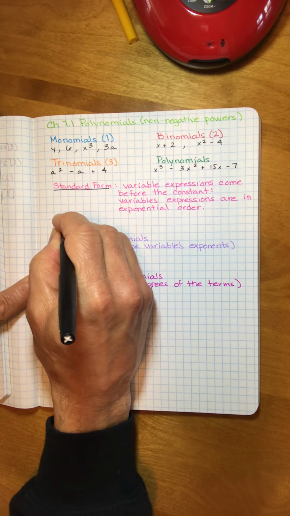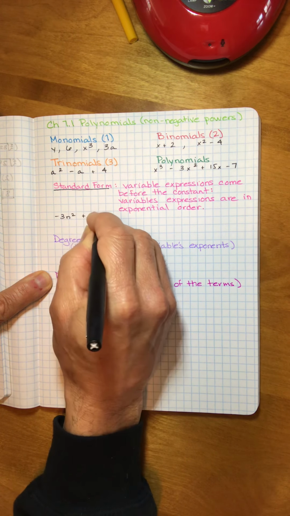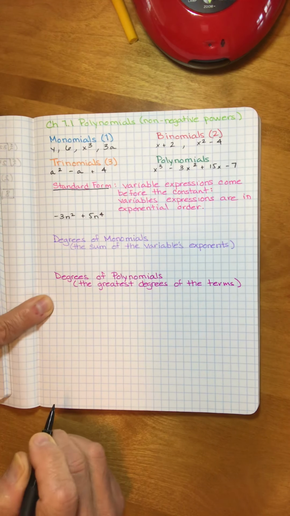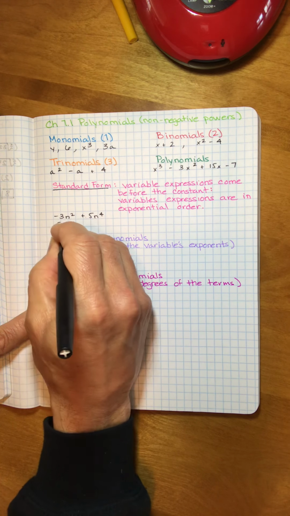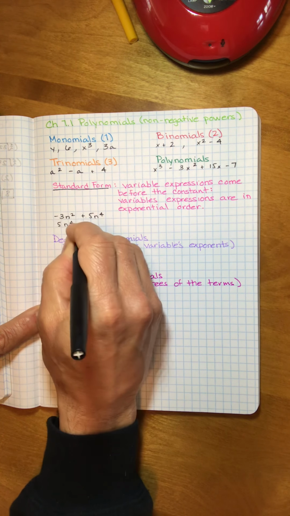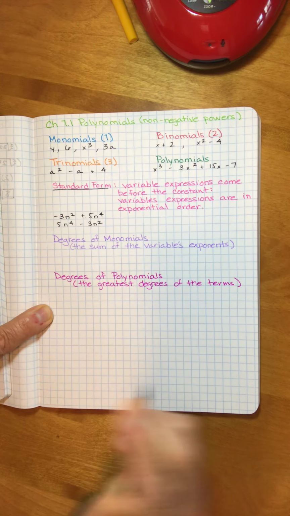Negative 3n squared plus 5n to the 4th. This is not in standard form. The exponents are not in order. So we're going to put the positive 5n to the 4th in the front with the negative 3n squared in the back. And now it's in standard form.